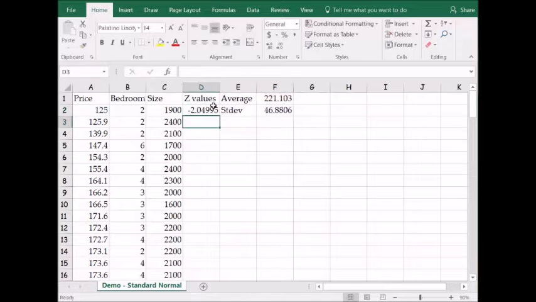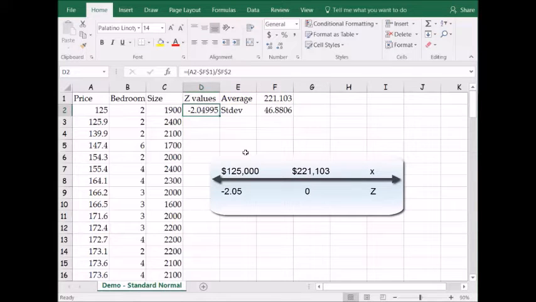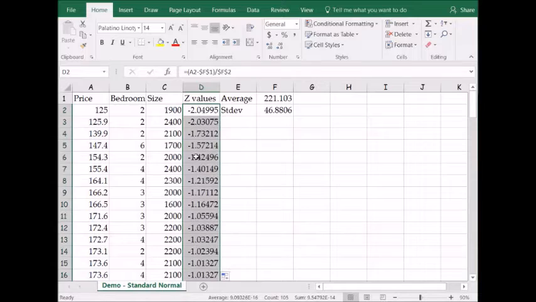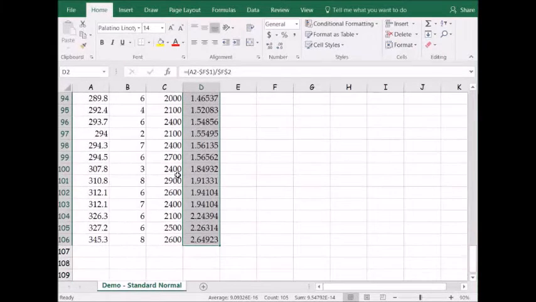Now that I've hit enter, you can see that the first price of $125,000 is minus 2.05 standard deviations away from the mean. We should expect a negative z-value here because the price of 125 is lower than the average. Therefore, it is to the left of the mean, which results in a negative z-value. We can double-click the small square in the bottom right of this cell, and it will copy the formula down the column. Our 105 values all have now been assigned z-values.